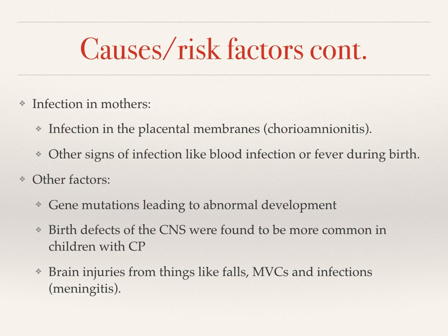Other causes or risk factors for the development of CP include infection in mothers, so infection in the placental membranes, also known as chorioamnionitis, or other signs of infection in the mother, like blood infections or fever during birth. Other factors like gene mutations leading to abnormal development or birth defects of the CNS were found to be more common in children with CP. Also, brain injuries after the baby is born from things like falls, MVCs, and infections like meningitis could cause the child to develop CP.